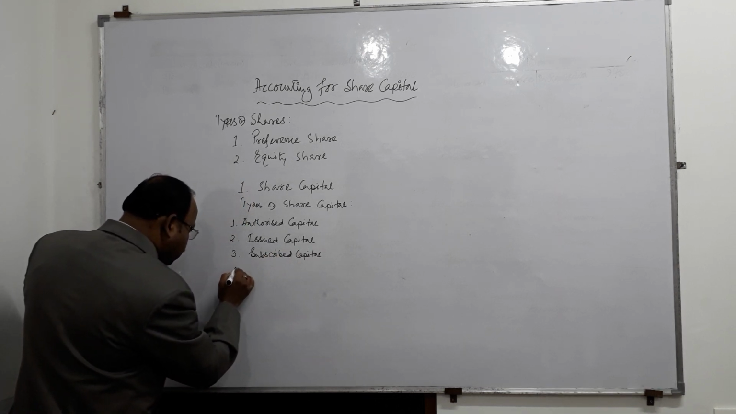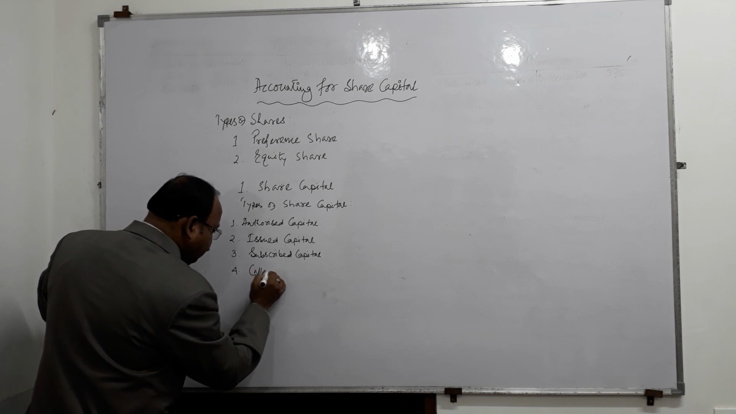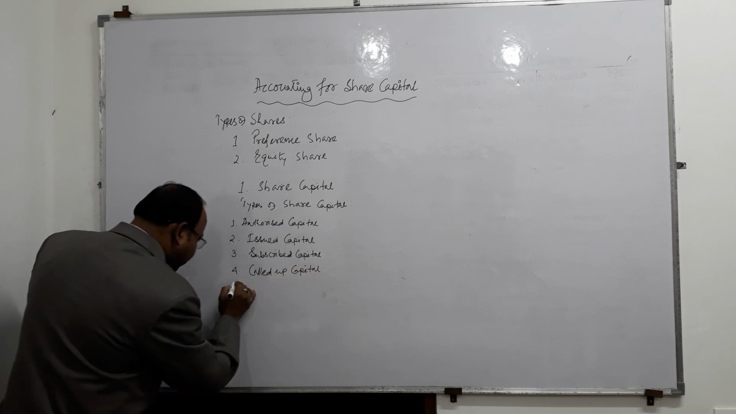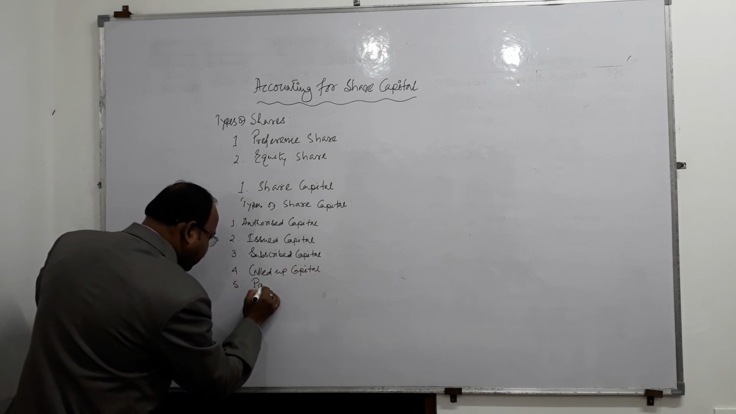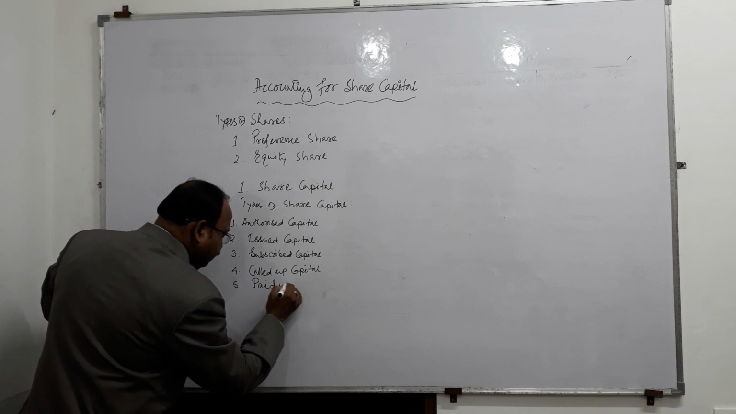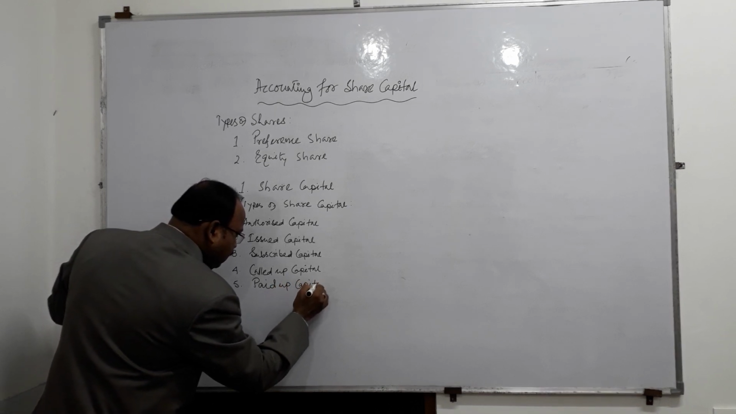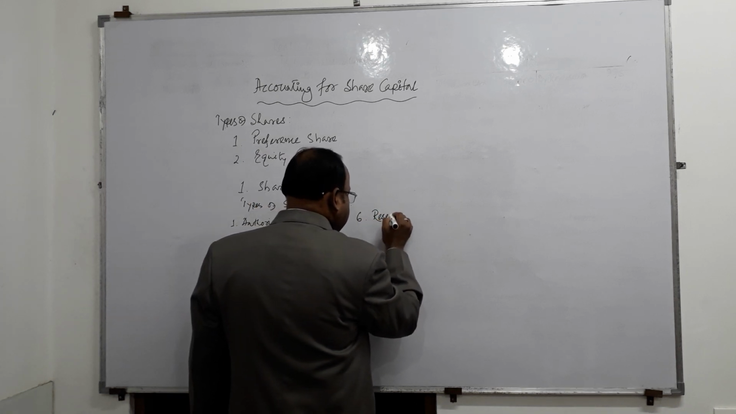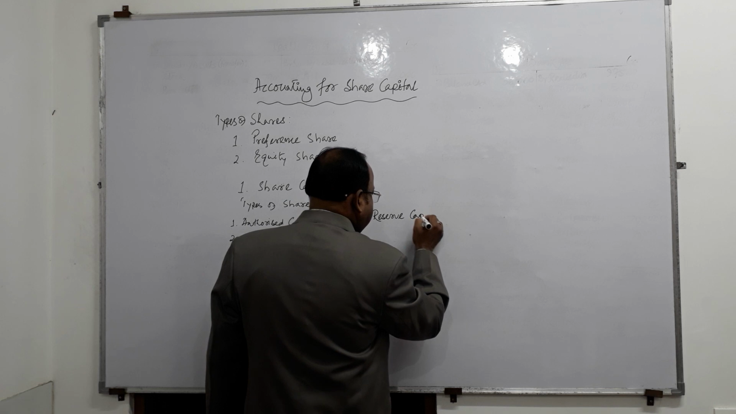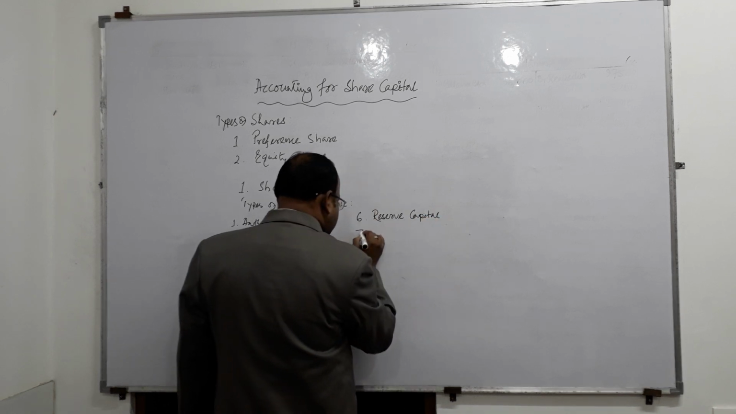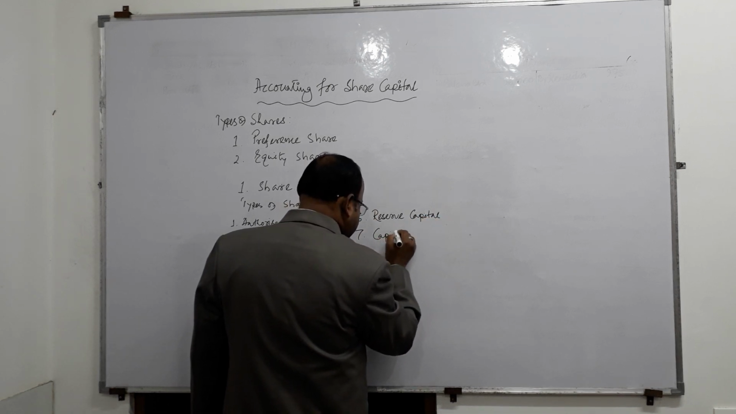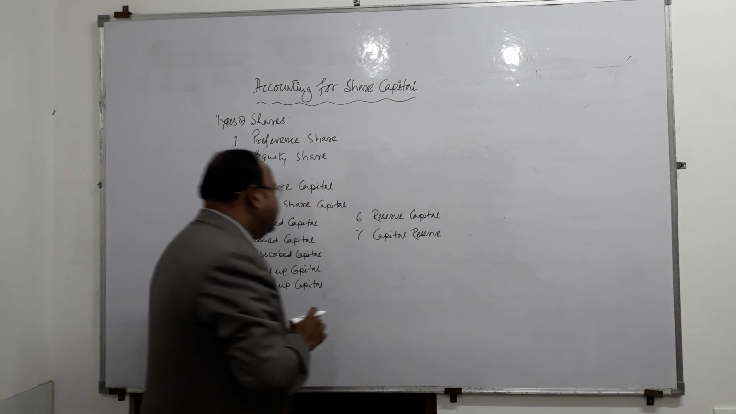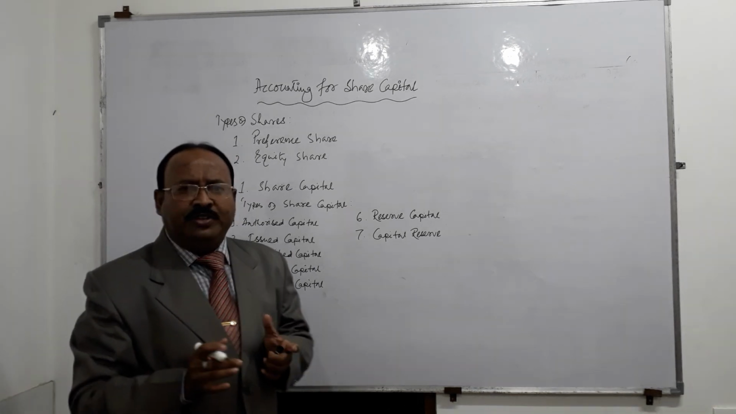Then number four, called up capital. Then number five, paid up capital. Then number six, reserve capital. And last one, capital reserve. So these are the types of share capital. Now we'll discuss one by one.